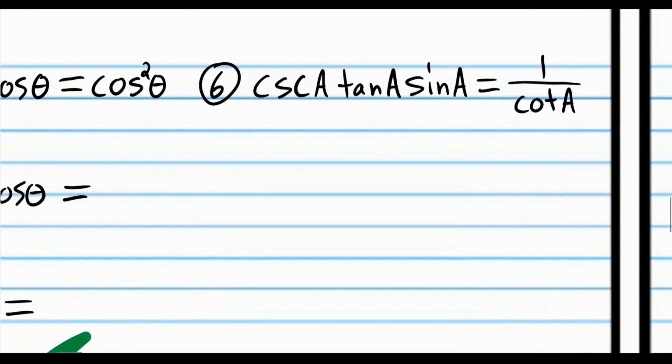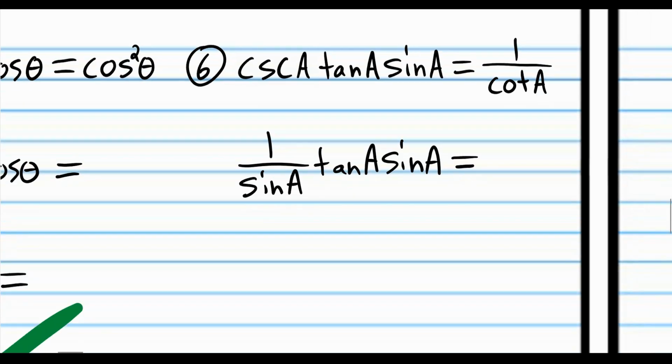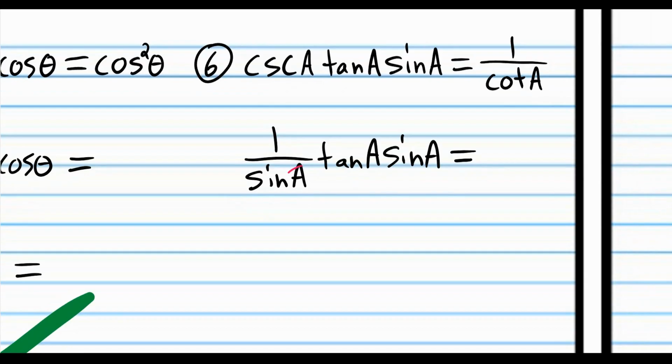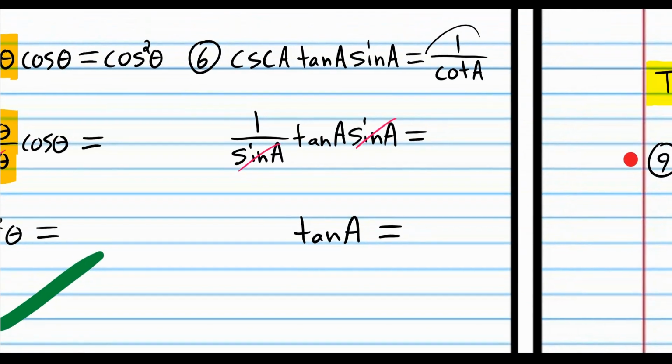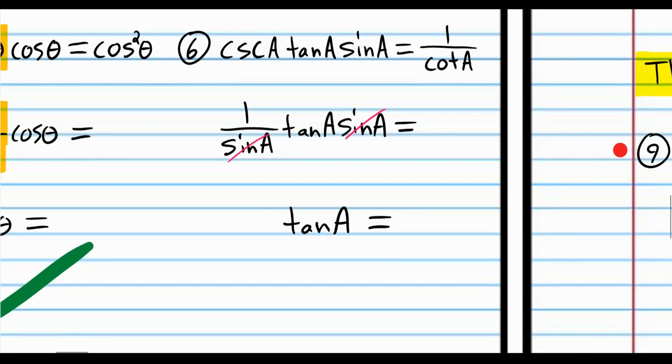All right, we're back. So I'm going to convert cosecant A to 1 over sine A. And those sine A's cancel out, and I'm left with tangent A. And again, notice that we're not doing anything to the right side of the equation. We're just trying to make the left side look like the right side of the equation.